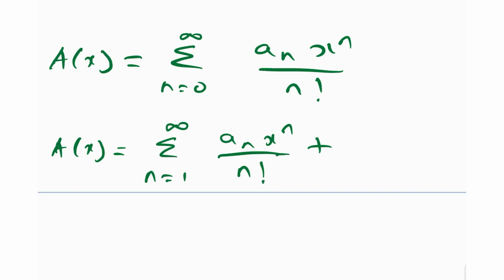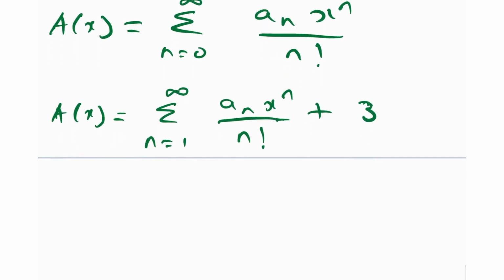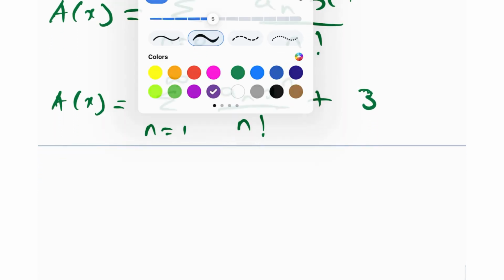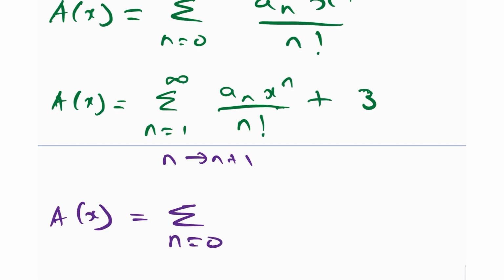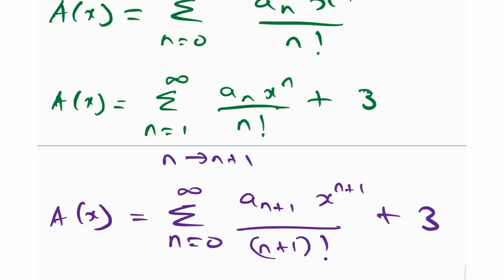What is the 0th term? Just plug in n equals 0 over here, you'll get 3, and that's given in the question because a_0 is 3. Okay, great. Now what I'm going to do is re-index this. I'm going to re-index the summation such that I replace n with n plus 1. And when I do that re-indexing, I'll get A(x) is the summation from n equals 0 to infinity. Over here, I'll get a_{n+1} x^{n+1}. So every n becomes n plus 1, and this becomes (n+1) factorial, plus 3.